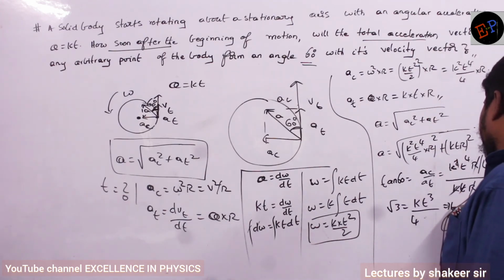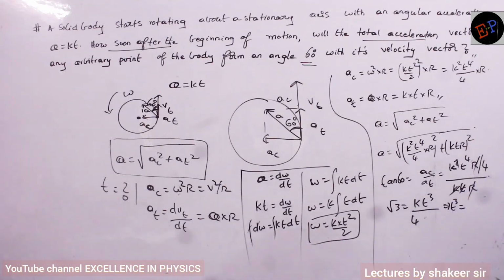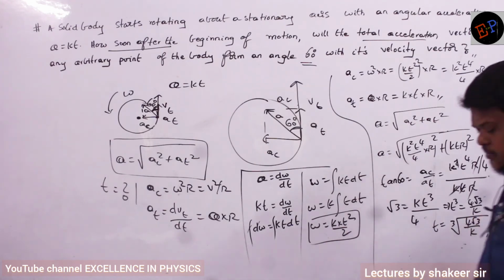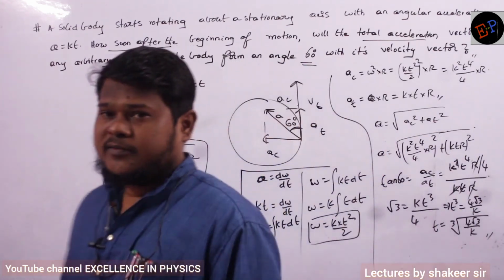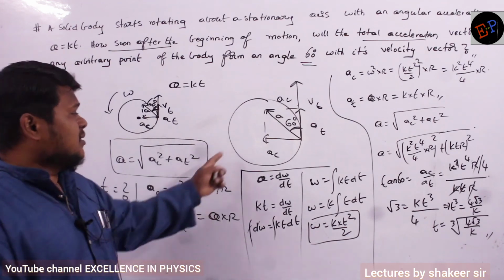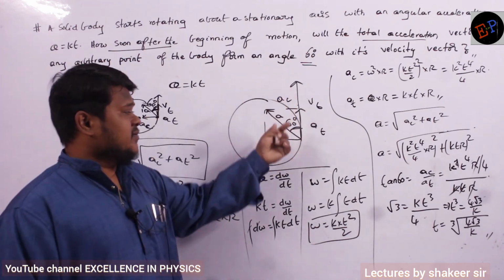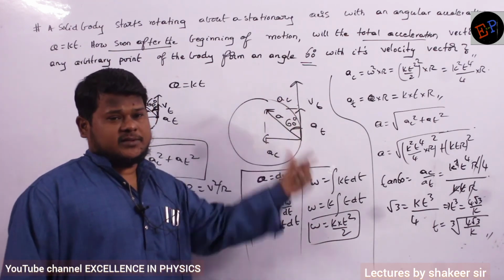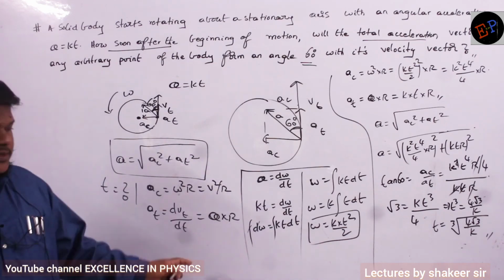So therefore t cube value is 4 root 3 divided by k. So therefore t value is cube root of 4 root 3 divided by k. That's all. So at that time, definitely I can say the angle between total acceleration and velocity vector will be 60 degrees. Understood, no? That's all.